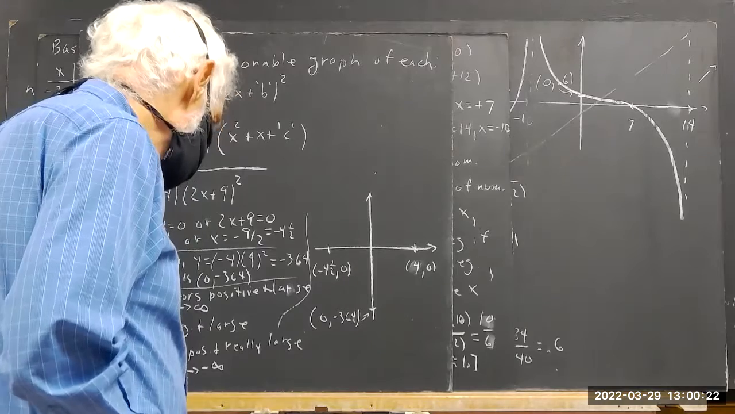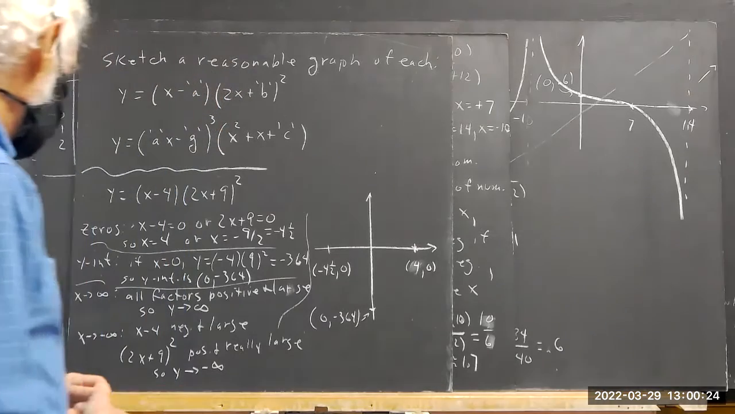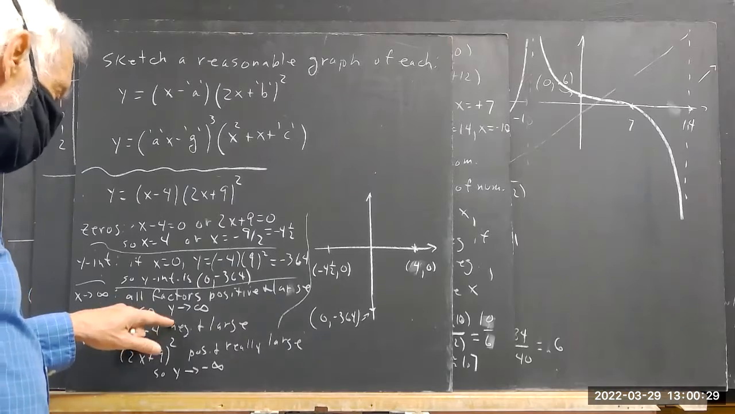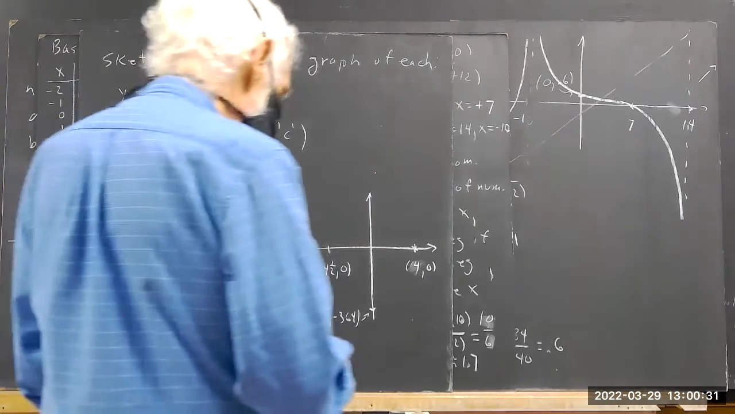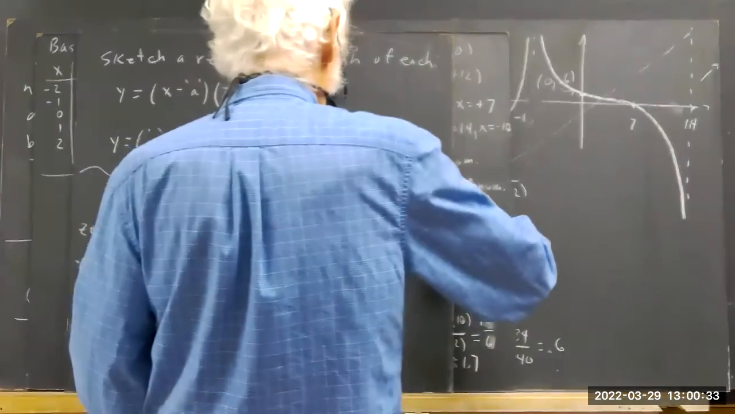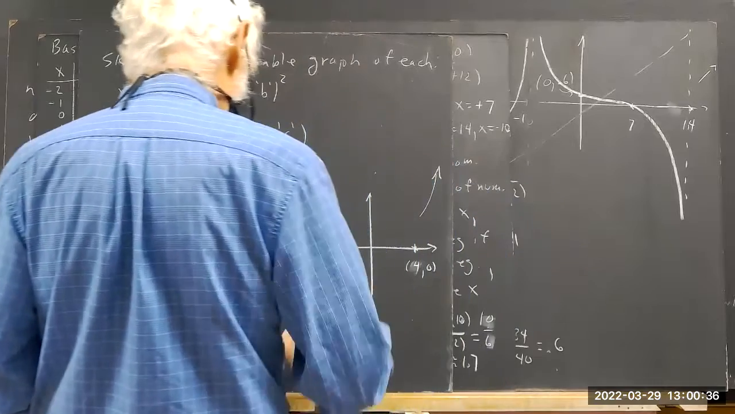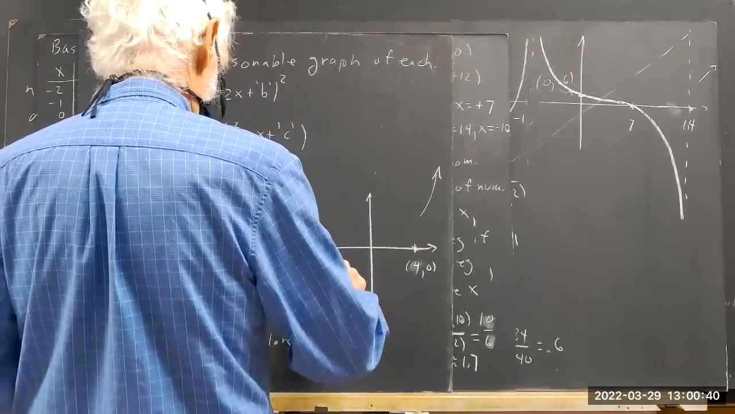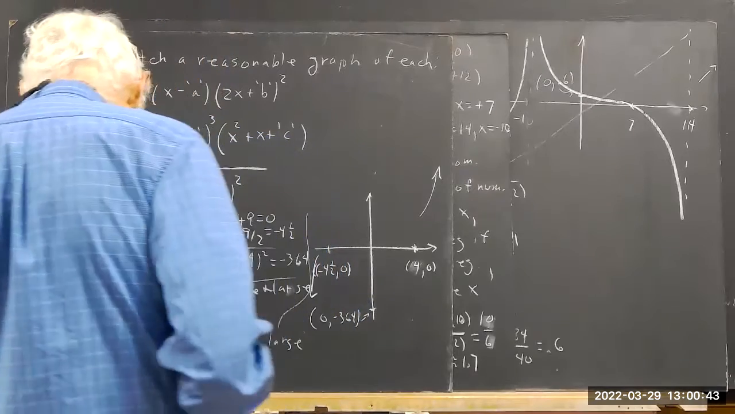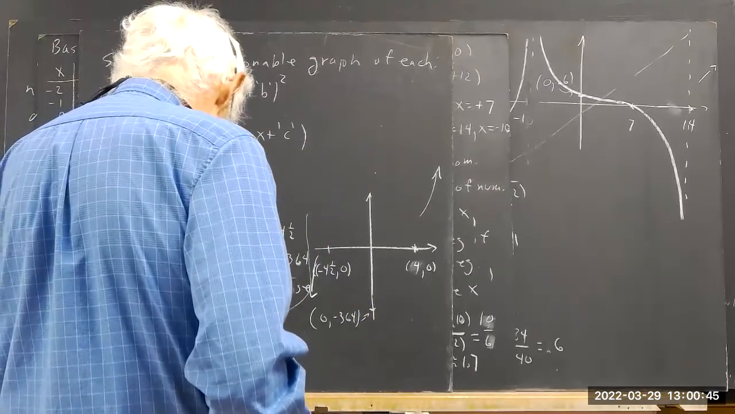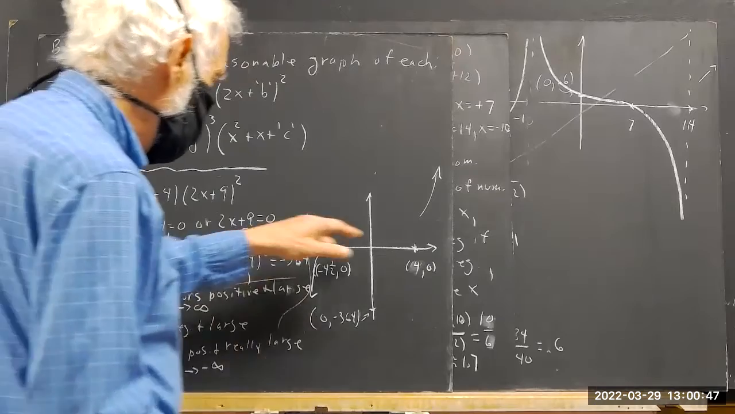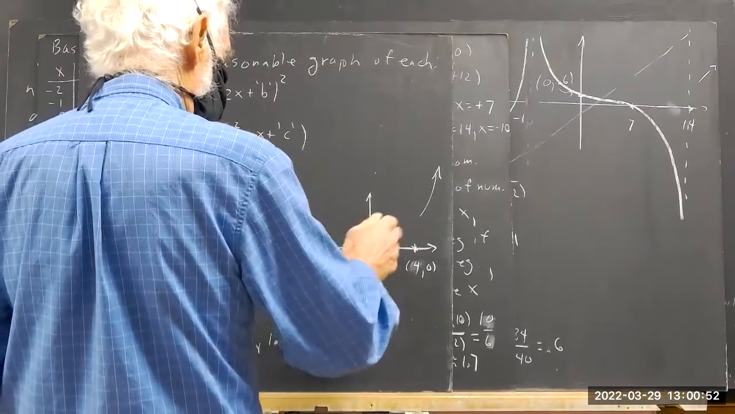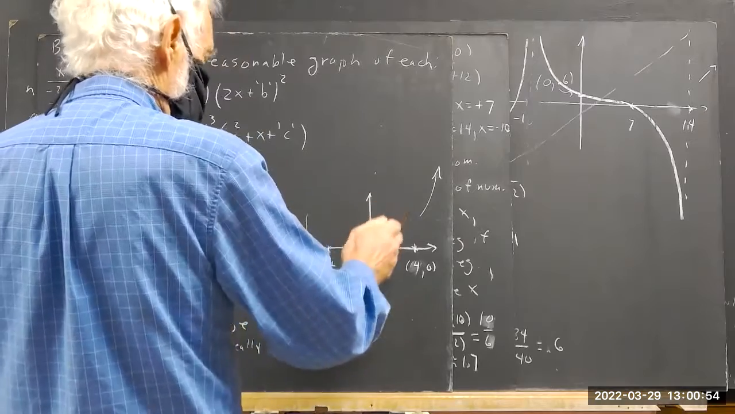The long run behavior: x gets really, really large here, and y gets really, really large as x goes to infinity. So it's going to go up like this. Over here, it's going to go down really fast. So the graph has to go through this point, and this point. And it has to start down and end up.